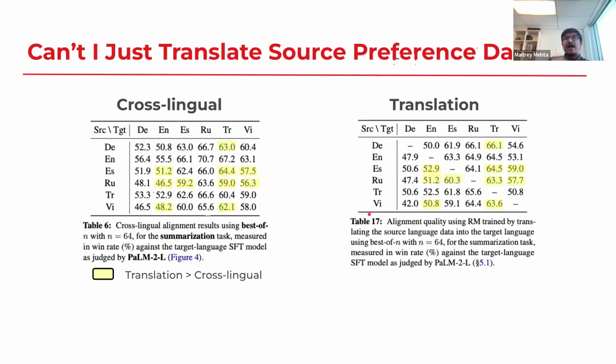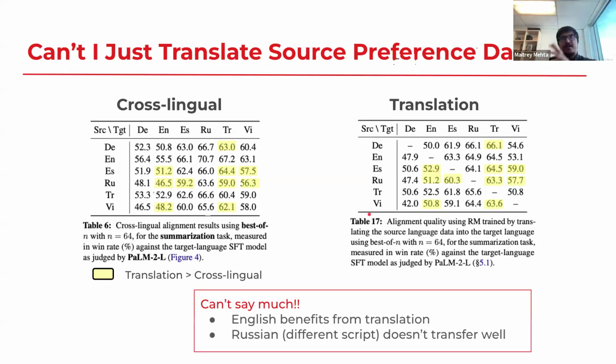So the high-level takeaways that I could find from these two tables is that when you want to align an English model, and you have, let's say, preference data in a different language, it usually works better if you translate that data into English and then use that to train your reward model.